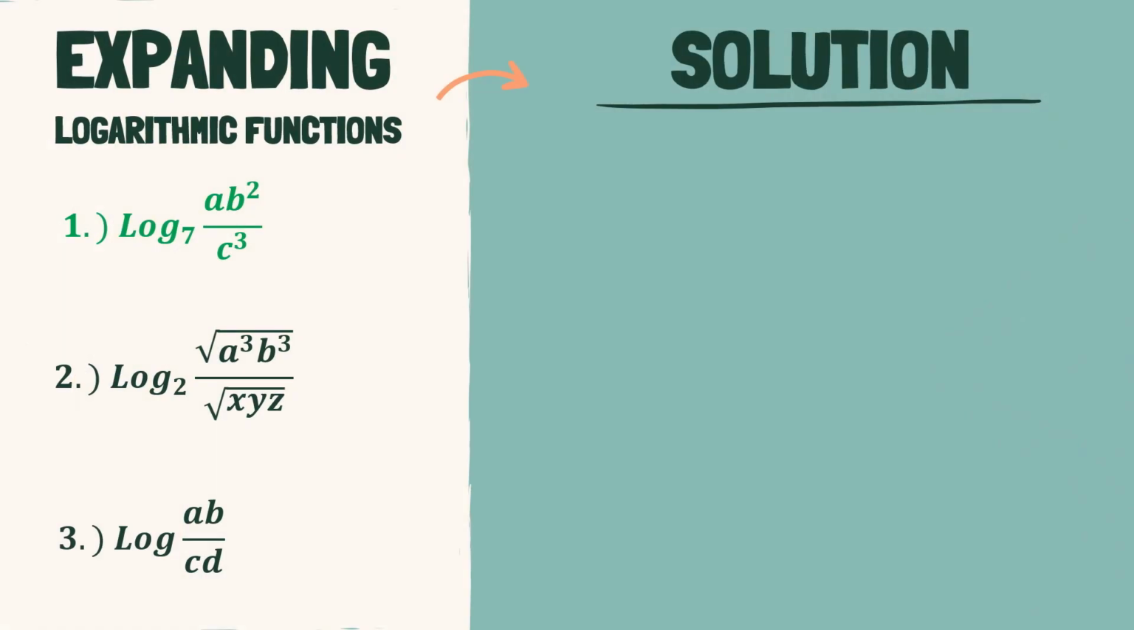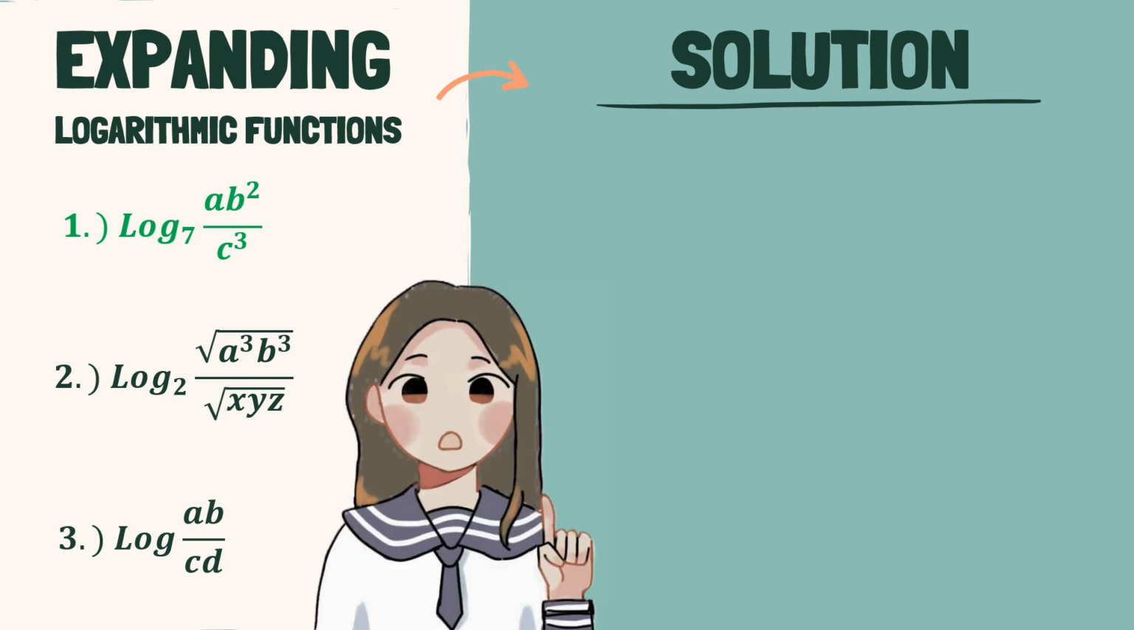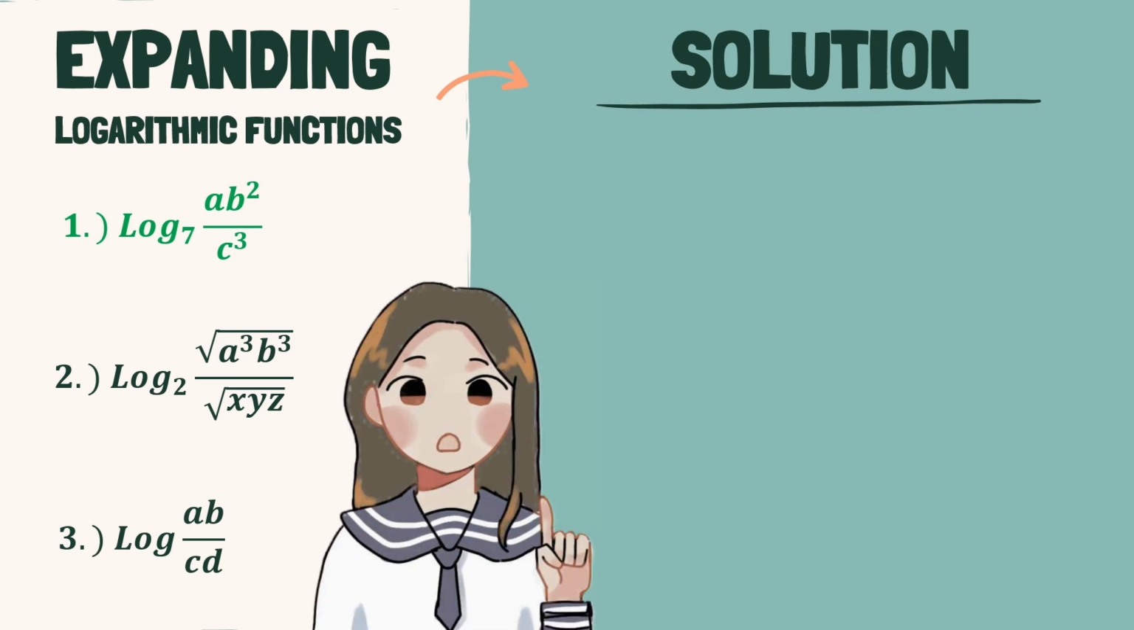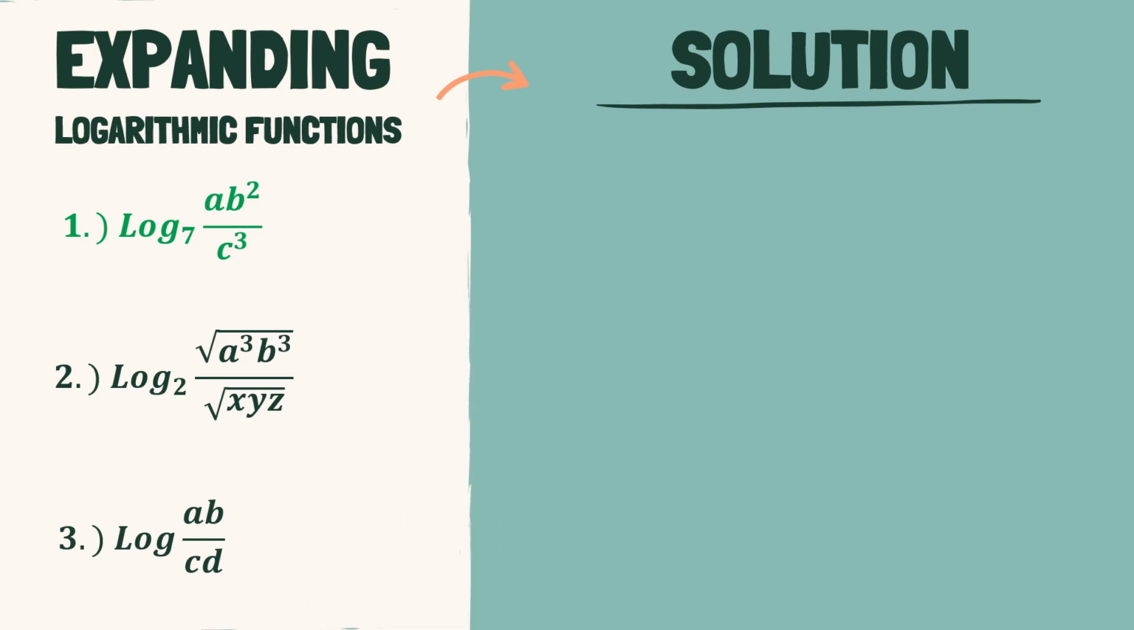Example 1. Log base 7 of ab squared over c cubed. It may seem complicated at first glance, but all you need to do is to take things step by step. Focus on each number and variable and separate them all with operations. In this example, we need to apply the logarithmic principle of product and quotient, since it is divided by a fraction bar and since there are two variables in the numerator.